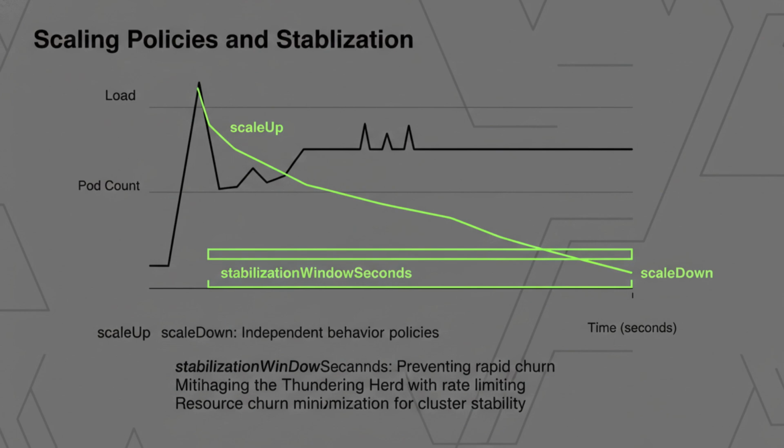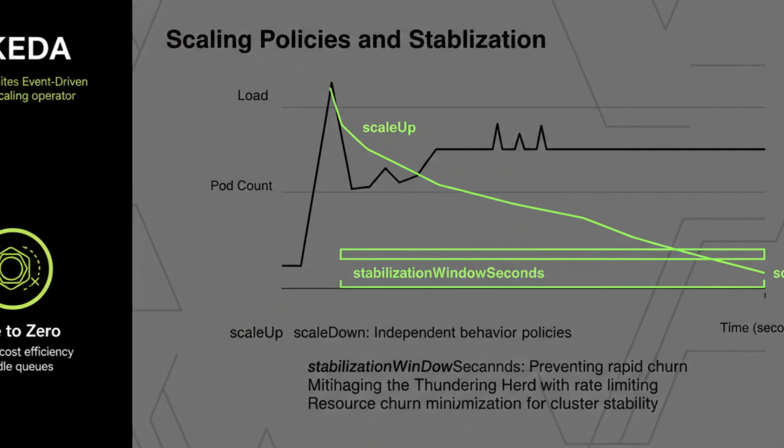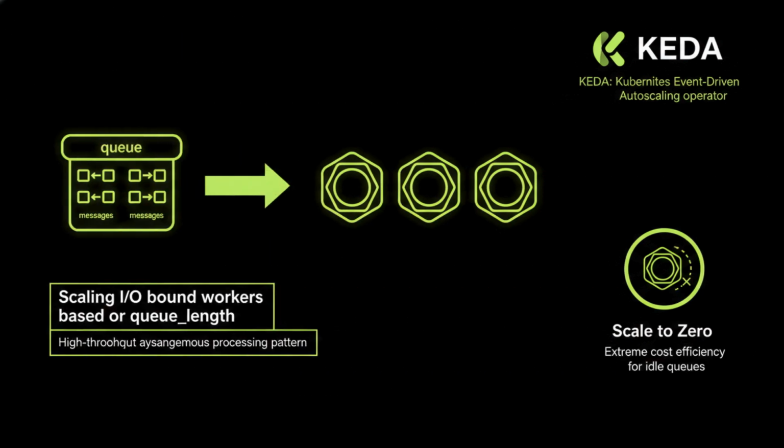The stabilization window seconds field is critical here. It tells the HPA to look back at the historical peak before making a downscaling decision. By fine-tuning these policies, senior engineers can ensure that the system remains stable and that resource churn is kept to an absolute minimum. Let's look at a real-world pattern: scaling workers based on a message queue.